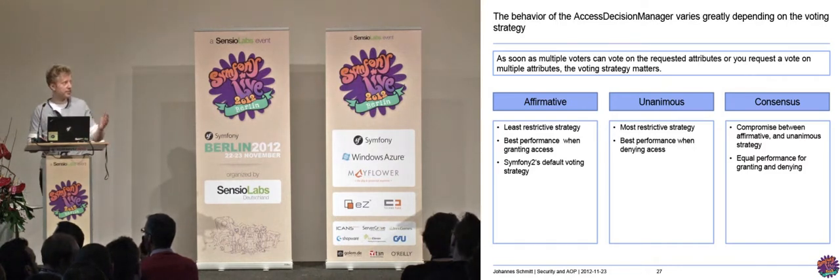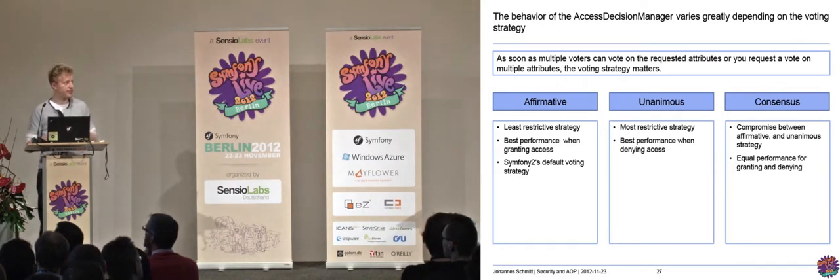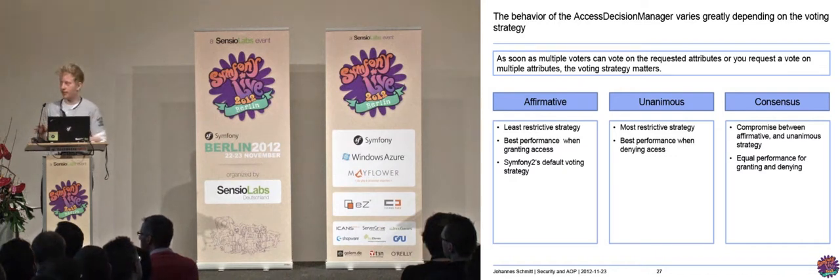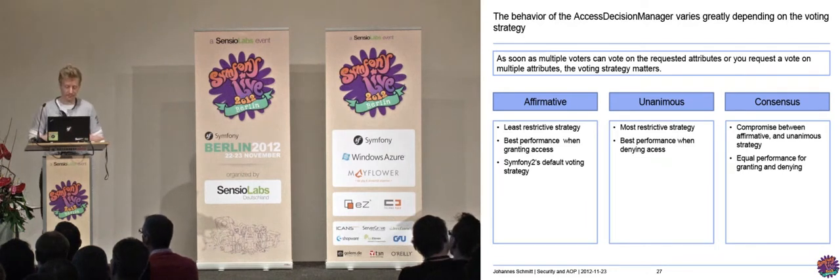And the performance is of course best when someone is granted access, which is normally the case where you want a fast response. Then we have the unanimous strategy. In that strategy, basically, all voters have to make the same vote for access to be granted. And it's also the most restrictive strategy, and also the worst performing strategy, because the decision manager always has to call all voters, and only then can make a decision whether access is allowed or not.